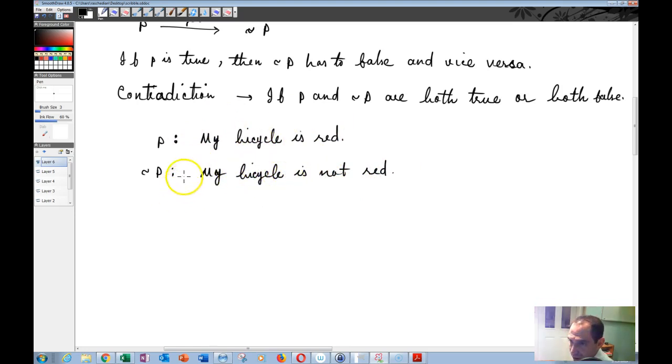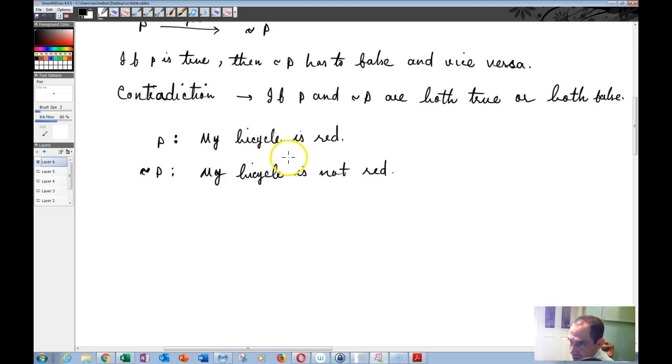Now suppose it just so happens that at the same time my bicycle is red and also my bicycle is not red. Both of them are true. Then there has to be some sort of contradiction in my logic, because my bicycle cannot be red and not red at the same time.